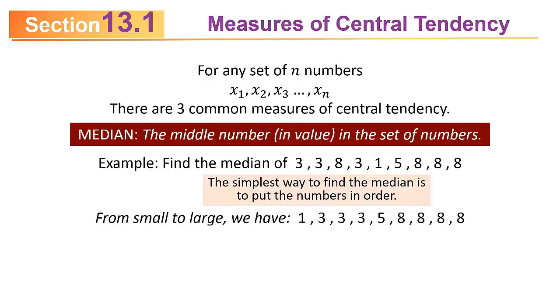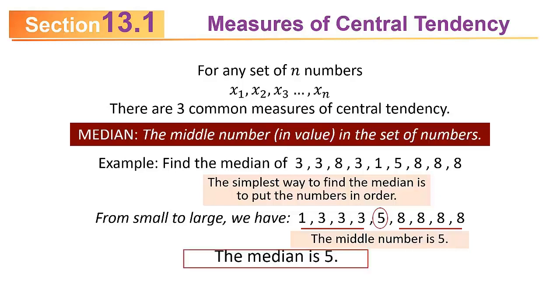So if I list them from small to large, I get 1, 3, 3, 3, 5, 8, 8, 8, 8, and from that you can see that 5 is the middle number with 4 numbers to the left of it and 4 numbers to the right of it. So the median is 5.